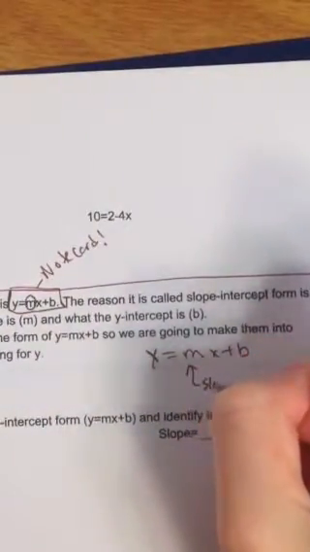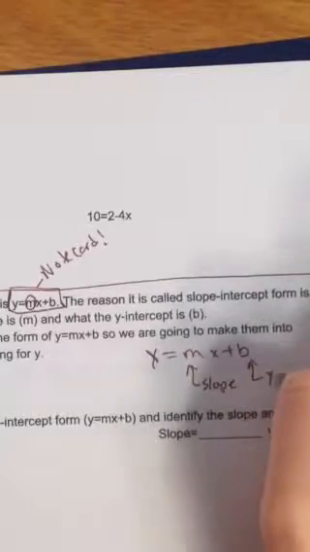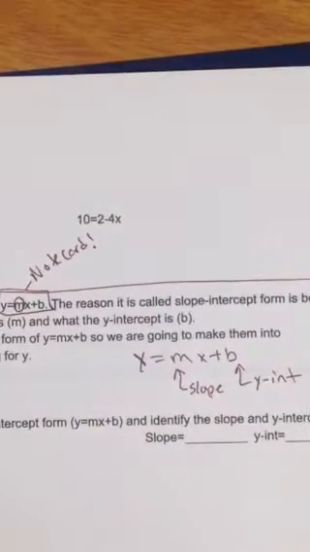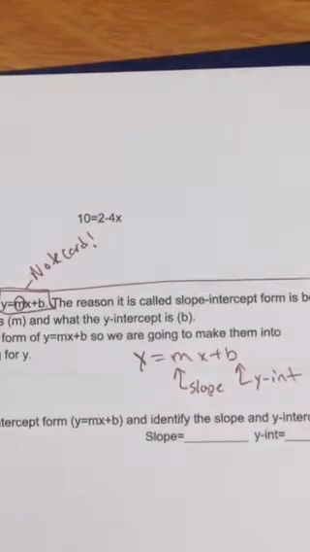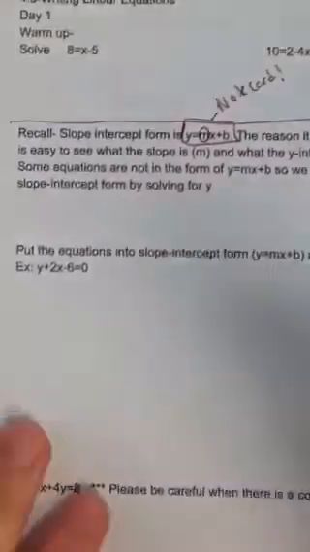Some equations, though, are not in the form of y equals mx plus b, so we're going to make them into that form so we can easily find the slope and the y-intercept. Okay, so remember, y equals mx plus b. Sorry, you guys can't see that very well. My m is my slope, and b is my y-intercept. Okay, and I shorten intercept to int, just so I don't have to write out intercept all the time. Lots of shortcuts in math.